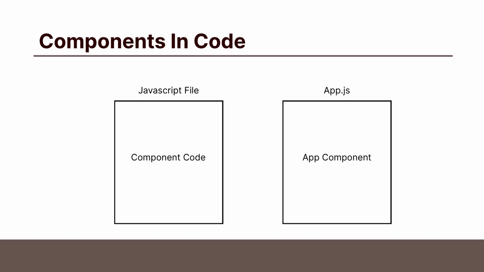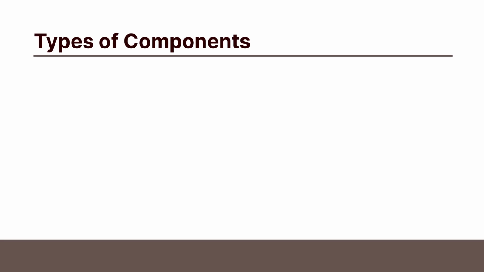Alright, so a component is basically the code inside a .js file. But what does that code look like? That depends on the type of the component. In React, we have two component types: a stateless functional component and a stateful class component.